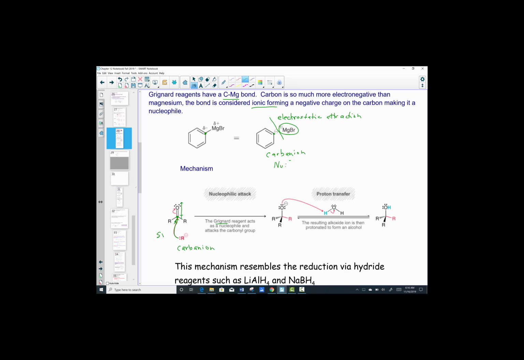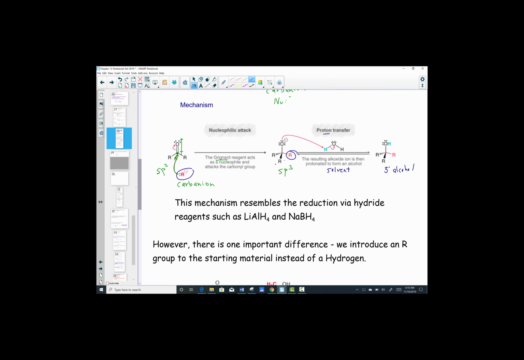We have changed that carbonyl carbon from sp2 to sp3, but notice the key difference. Instead of just adding a hydrogen, we've actually added another R group to the chain that originally had the ketone on it. And again, in the next step, we need to involve the solvent, where the solvent is then used to protonate the alkoxide. And here we've now converted it into a tertiary alcohol. So with the carbonyl carbon and the use of a Grignard reagent, we can attach yet another carbon.